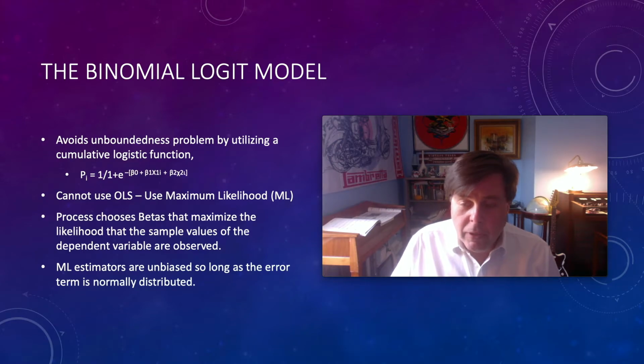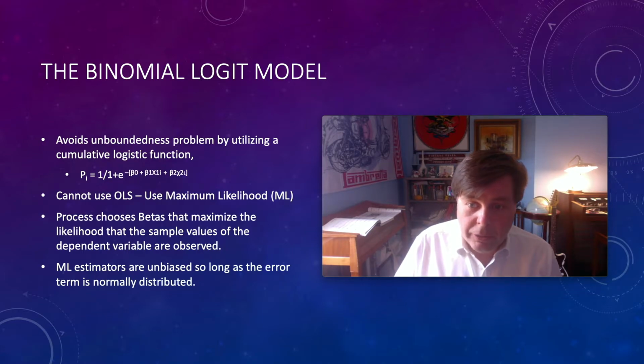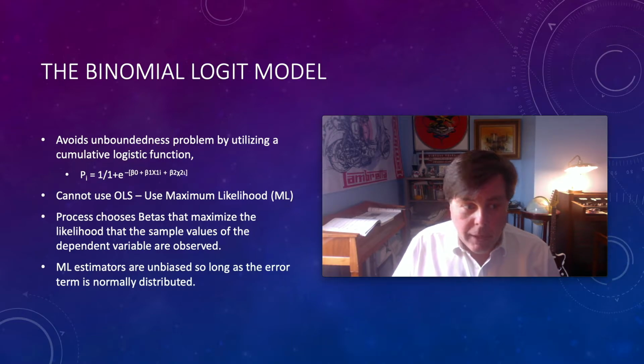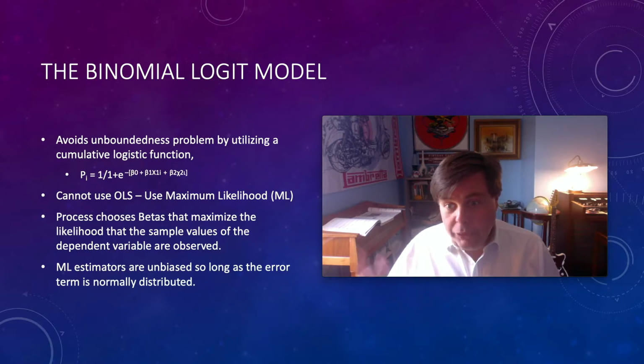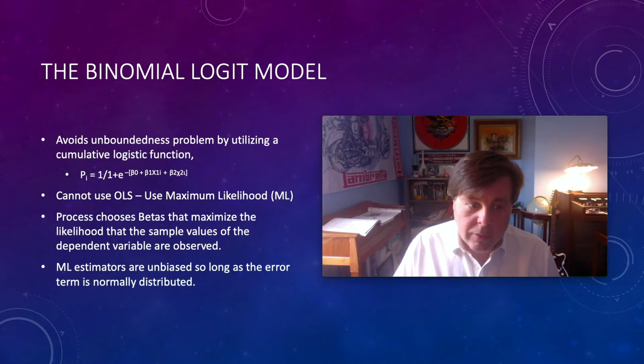Now a maximum likelihood process works a little bit differently than OLS or a lot of other estimation methods that you might employ, because it is an iterative process. What the maximum likelihood process is doing is choosing betas that maximize the likelihood that the sample values of the dependent variable are observed. So it's finding the function that fits the data associated with the binary outcome.